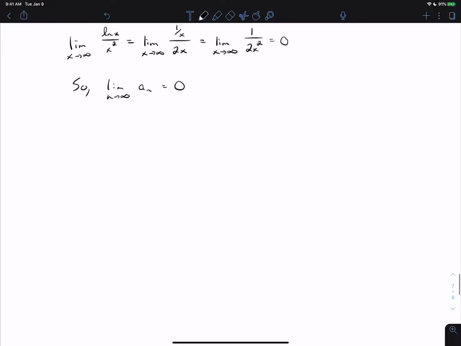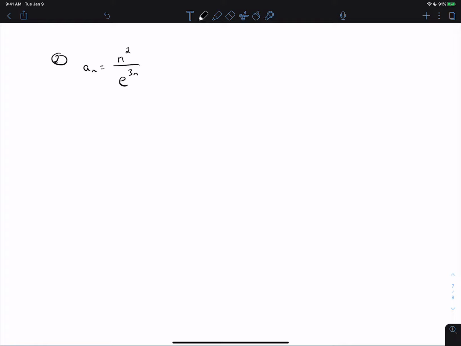Okay, so I want you to try a problem like that. Problem 2 is a_n equals n squared over e to the 3n. So pause the video, try this problem, and check it with me in a few minutes.